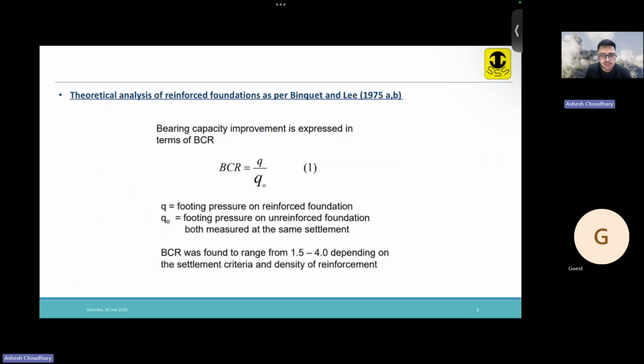So here the bearing capacity ratio is actually defined. The bearing capacity ratio, as I said before, is q by q naught, where q is the footing pressure on the reinforced foundation, and q naught is the footing pressure on the unreinforced foundation, both measured at the same settlement. The bearing capacity ratio was found to be in the range from 1.5 to 4, depending on the settlement criteria and density of reinforcement.